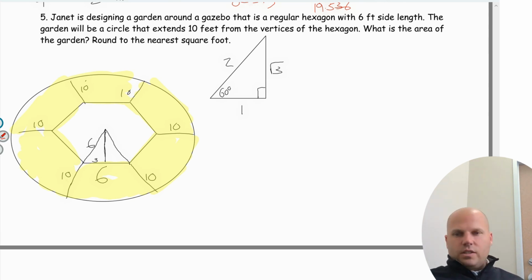Of course it is. Because they're equilateral triangles, the side length is the same as the radius length, which is nice. But this is 3 root 3 here, which we need. Cool. That means the radius of my circle, that's what I have to do. I have to do the area of my circle and then subtract the area of the hexagon.